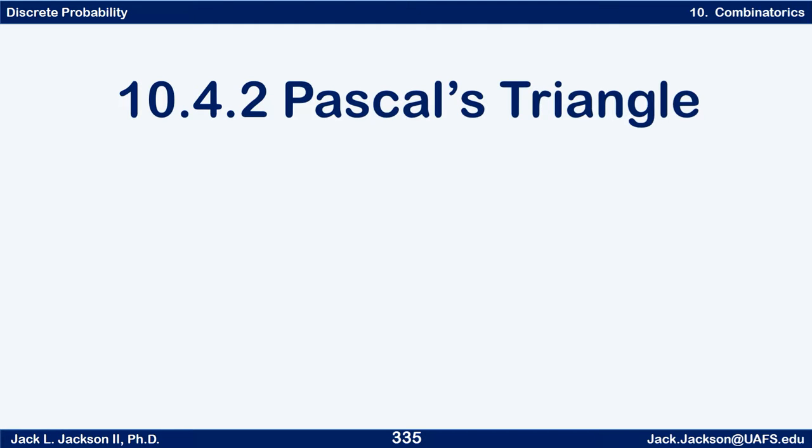Hello, this is Jack Jackson back, and we're going to continue our talk about combinatorics, and specifically we're going to continue our discussion of the combination, or binomial coefficient as it's sometimes known. And we're going to see how these numbers show up in something that's called Pascal's triangle. Actually, it's named after Blaise Pascal, an important mathematician who, among other things, was very important in the early study of probability.